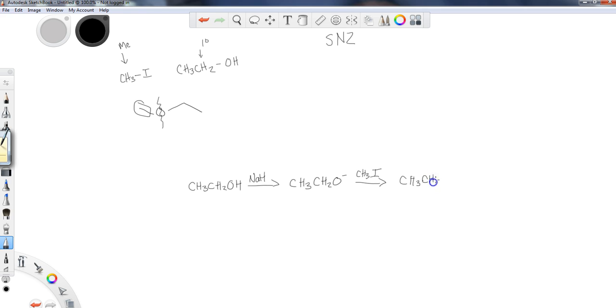Now I'm writing this out in the condensed formula. But this right here is the same thing as the guy that we had right up here. So this process is sort of going back. If I have the ether, I'm breaking it apart and I'm analyzing it retrosynthetically. All right. So here are 2 other examples, and I want you guys to try these.